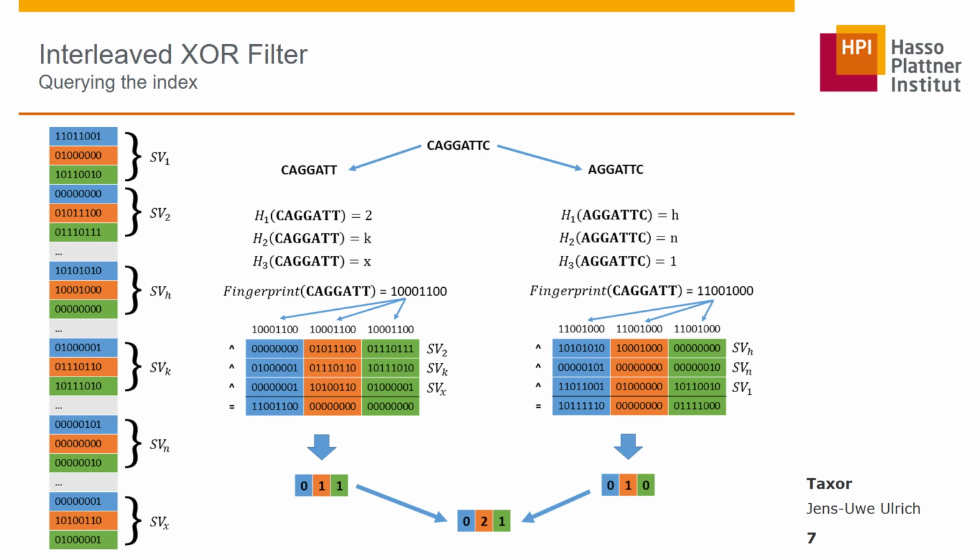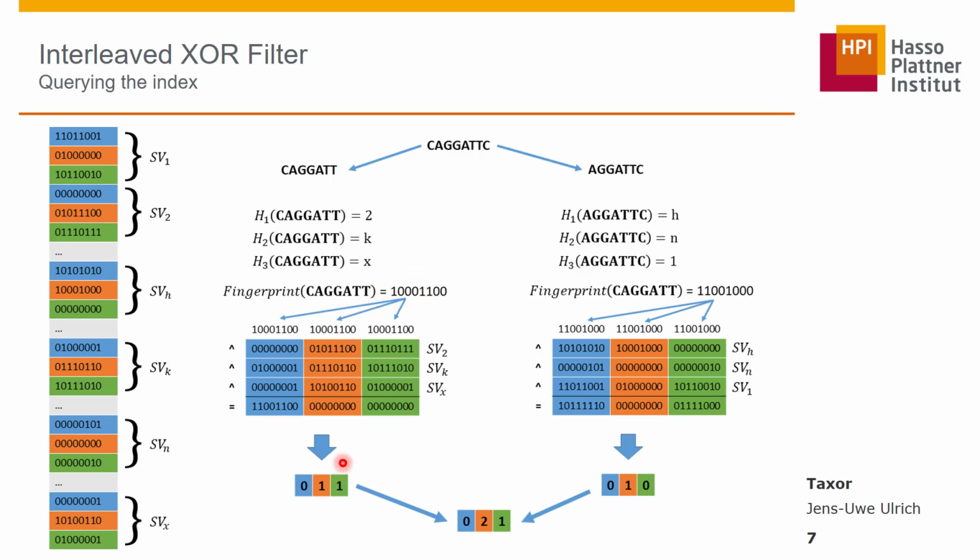This compact data structure offers us the possibility to simultaneously query all XOR filters in one go. If, for example, we want to know all reference sequences that contain the 7-mer CAGGATT, we calculate 3 hash values using exactly the same hash functions as used for building the index. The values point us to subvectors in the interleaved XOR filter that hold 8-bit values for each reference sequence XOR filter. Then we calculate a logical XOR of the subvectors and the concatenated 8-bit value of the fingerprint.